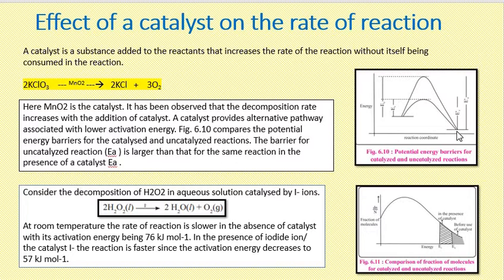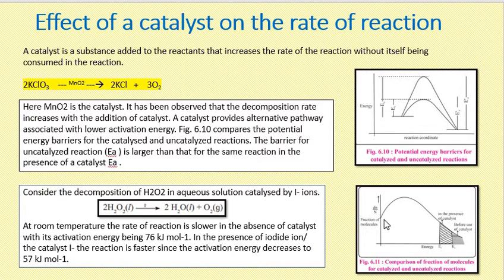Or we can explain this with the help of the decomposition of hydrogen peroxide. It is decomposing to give you water and oxygen. At room temperature, the rate of reaction is slow and its activation energy is 76 kilojoule per mole. But when we are providing iodide ion into the reaction, it becomes faster and its activation energy becomes lower and it is 57 kilojoule per mole.